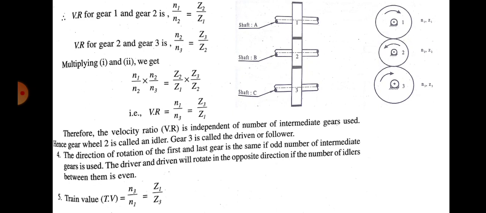Now we have separately calculated for 1 and 2 and for 2 and 3. But I want the velocity ratio for 1, 2 and 3 together. So what am I supposed to do? I will multiply the two. On the left hand side it will be N1 by N2 into N2 by N3. On the right side it will be Z2 by Z1 into Z3 by Z2.